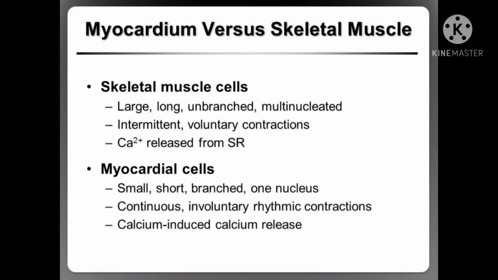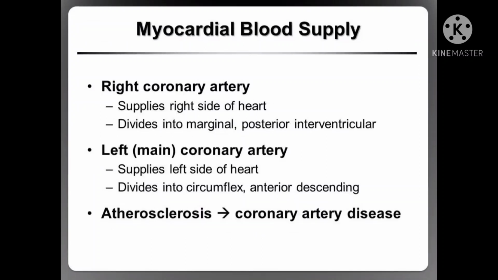Myocardium versus skeletal muscle. Skeletal muscle cells are large, long, unbranched, and multinucleated, with intermittent voluntary contractions and calcium (Ca2+) release from the SR. Myocardial cells are small, short, branched, with one nucleus, with continuous involuntary rhythmic contractions and calcium-induced calcium release.